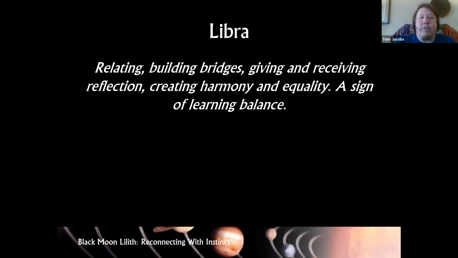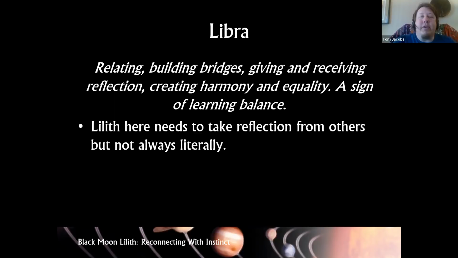Libra: relating to others, building bridges, giving and receiving reflection, like I see you, you see me, creating harmony and equality. It's a sign of learning balance. It does not know balance. It is trying to learn it. So Lilith here needs to take reflection from others, but not always literally.